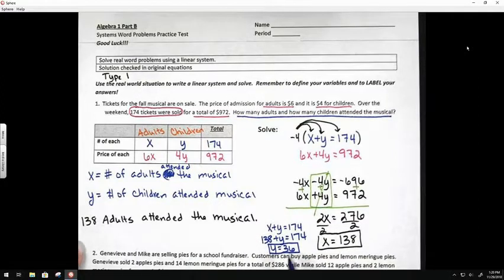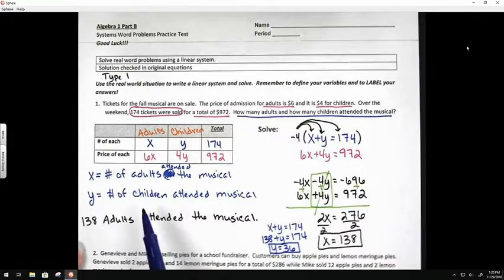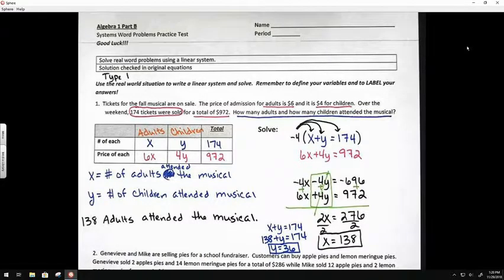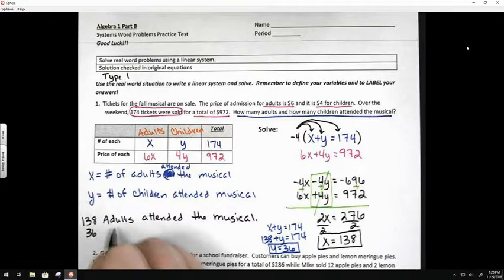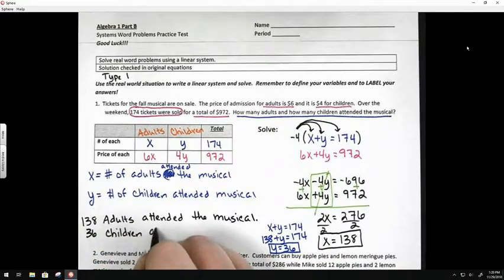But again, we want to know what that means. y is the number of children who attended the musical, so that's my other answer. We know that 36 children attended the musical.